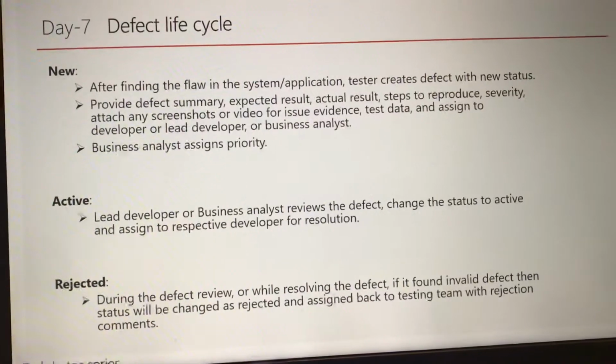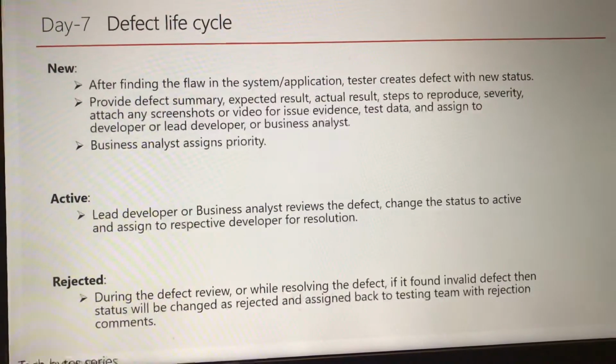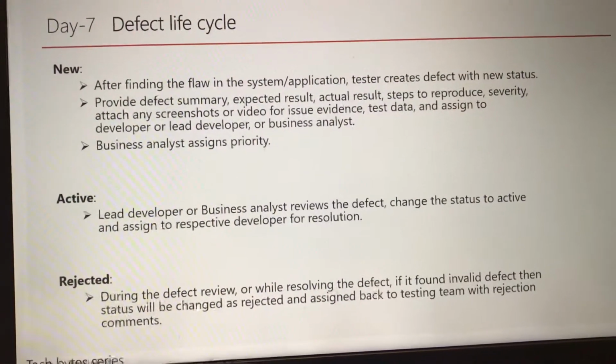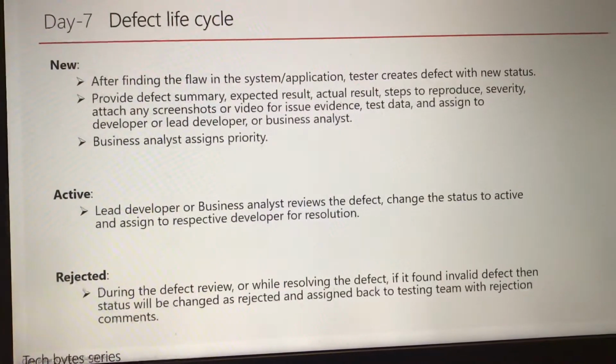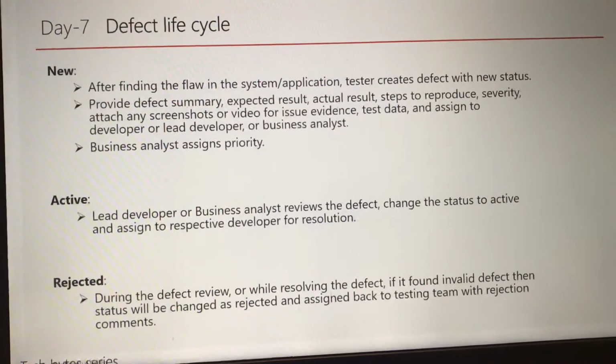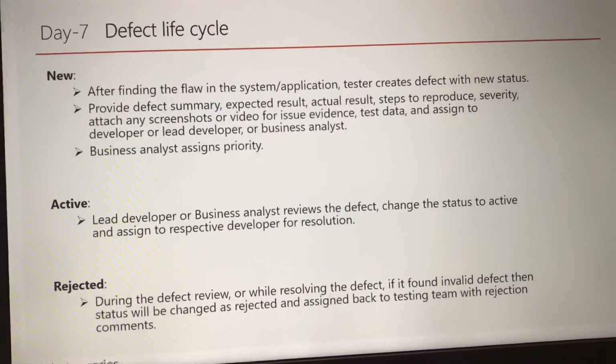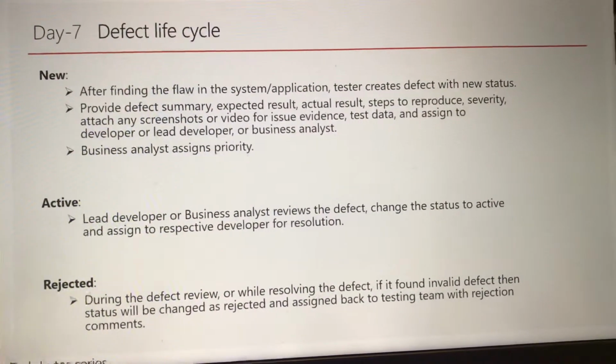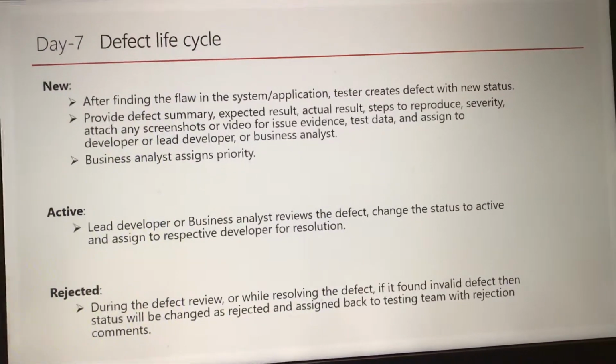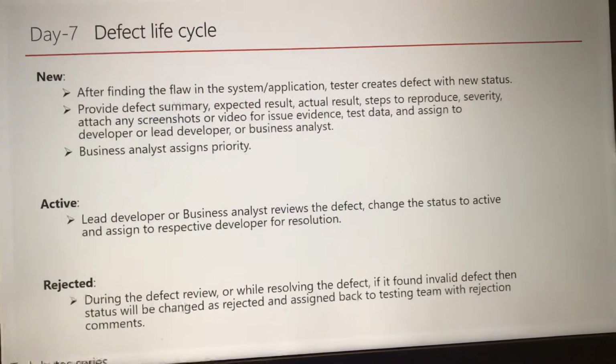After that, the business analyst assigns the priority for the defect. That is the new status. Active: once the lead developer or the business analyst reviews the defect, they change the status of the defect to active and assign it to the respective developer for the resolution. So that is where it goes from new to active status.